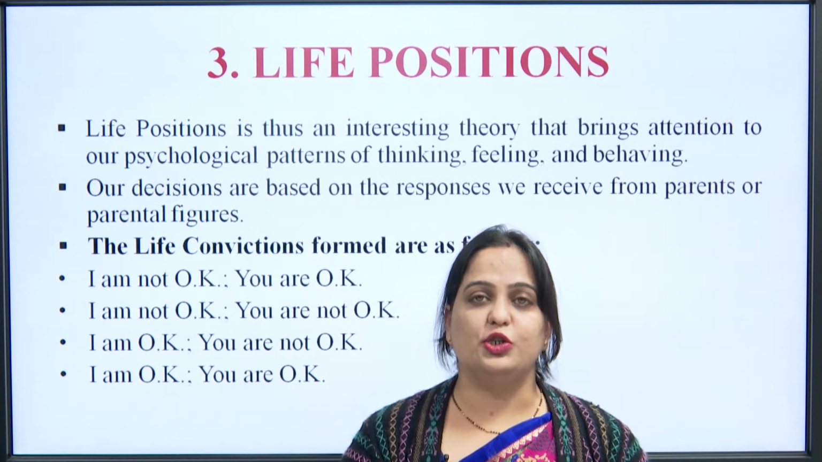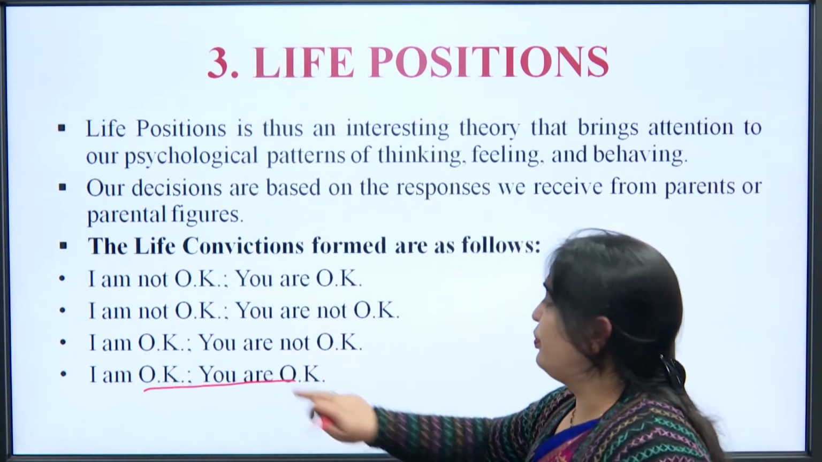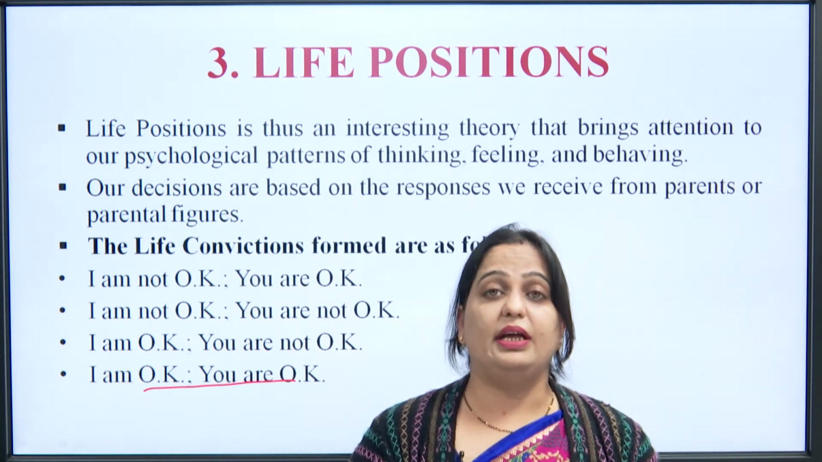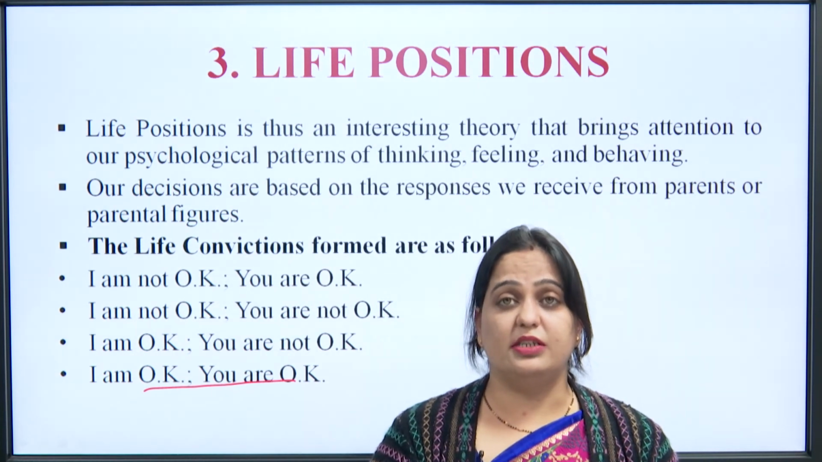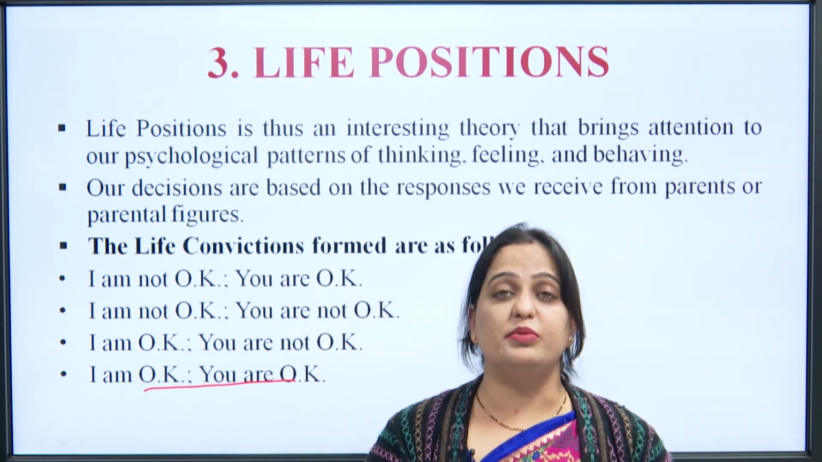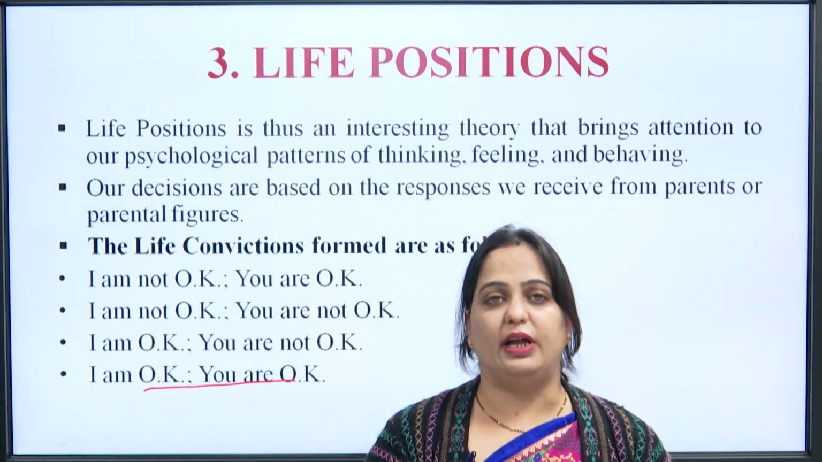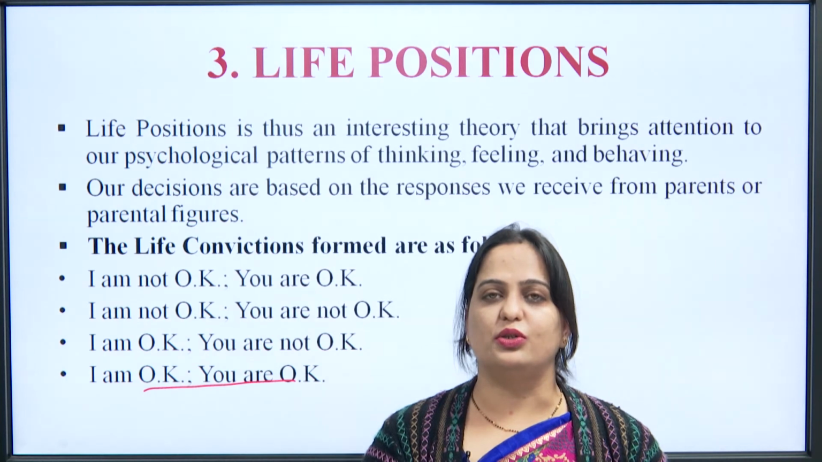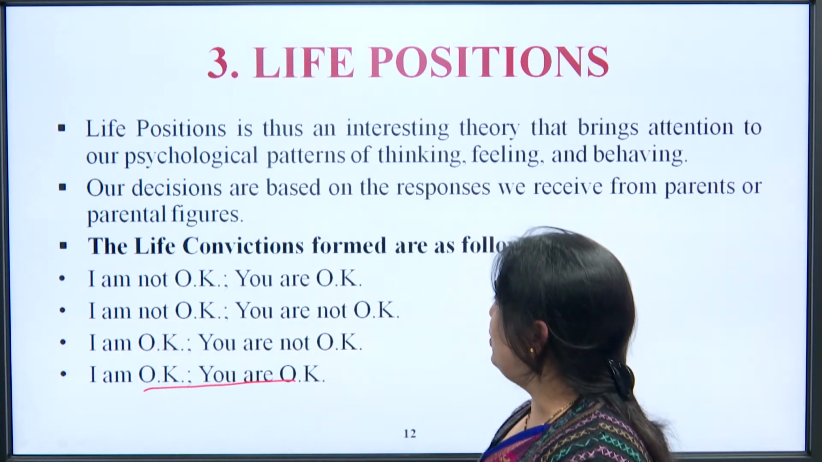The first combination is I am okay and you are okay. In this combination the person is at a very ideal life position. He is very positive in his approach, he is very happy, he is confident in himself as well as in others. So this is the very happy phase of life in which he thinks I am okay and the other person is also okay. The second is I am okay and you are not okay.